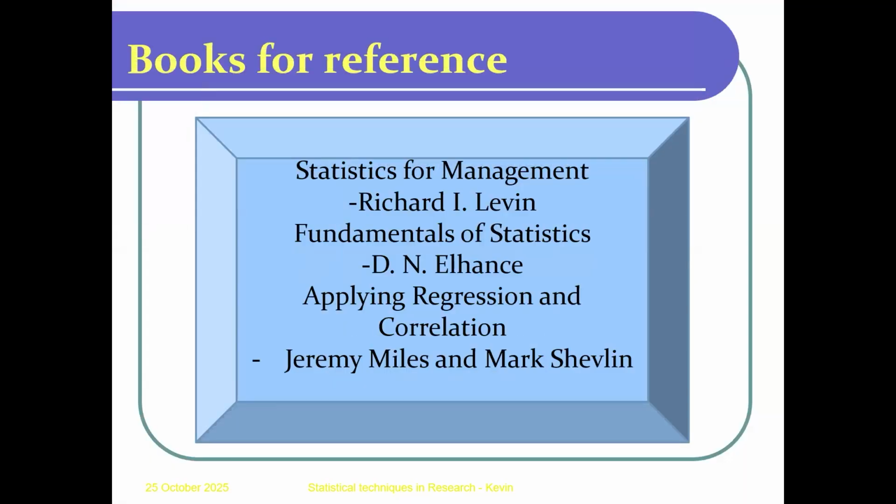These are the textbooks for reference for this statistics. Elhance's book is very important. Fundamentals of Statistics, Elhance's. Applying Regression and Correlation: if you want to study regression and correlation, the last book is very good. It's a small book, but it is very good. Fundamentals of Statistics by Elhance covers all the different statistical tools. Levin's book also is comprehensive. Okay, thank you.